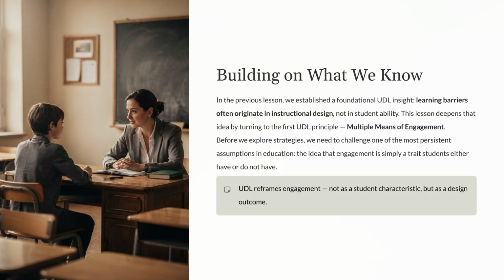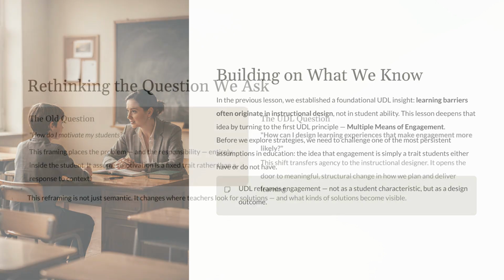Building on what we know, in the previous lesson, we established a foundational UDL insight. Learning barriers often originate in instructional design, not in student ability. This lesson deepens that idea by turning to the first UDL principle, multiple means of engagement. Before we explore strategies, we need to challenge one of the most persistent assumptions in education, the idea that engagement is simply a trait students either have or do not have. UDL reframes engagement, not as a student characteristic, but as a design outcome.